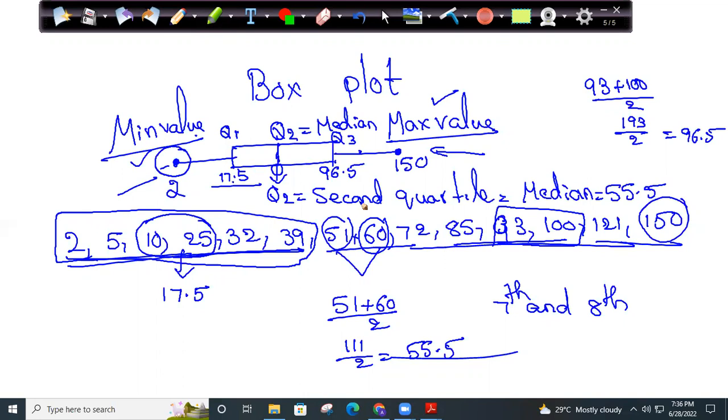Which one? Box plots. You are getting questions based on the box plots. Now you're getting questions based on the box plot, right? Now I have drawn a box plot. I'm redrawing the box plot here.